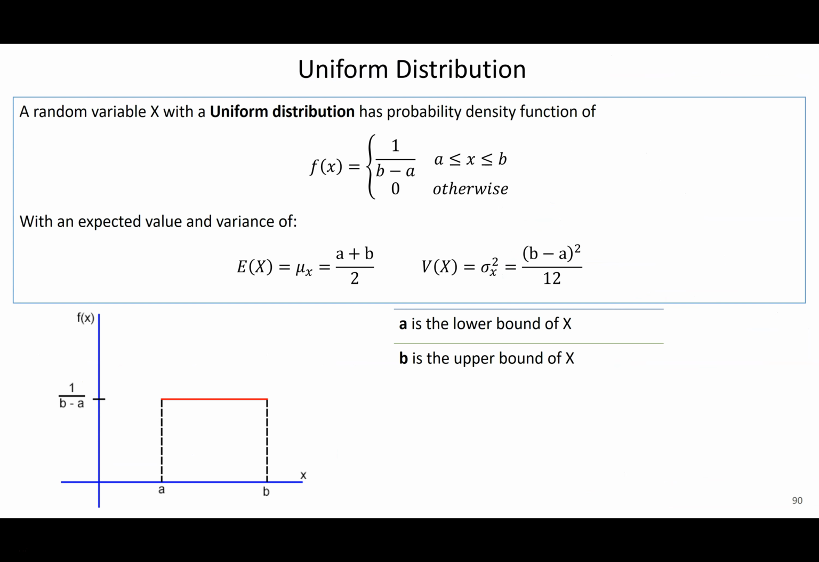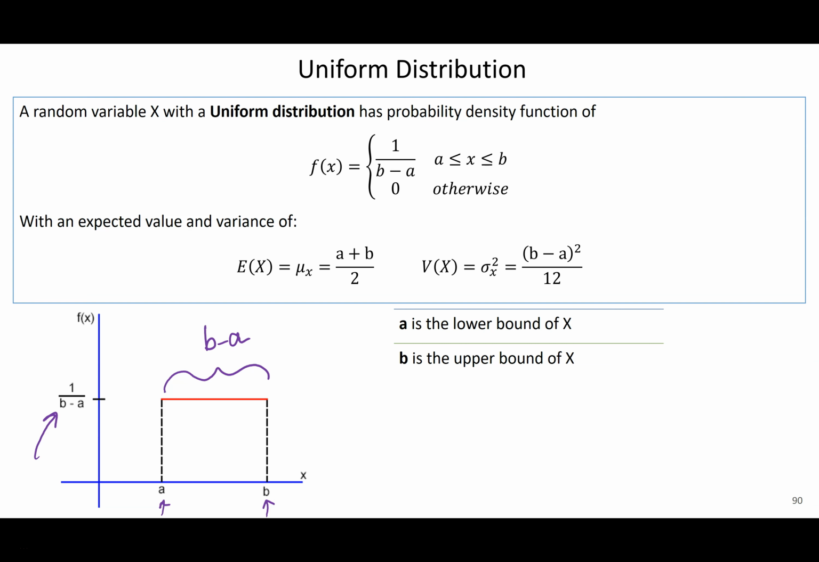So here we are getting into that height. A variable that has a uniform distribution from A to B, so A is the lower value, B is the upper value. It has that width B minus A, and that means our height has to be 1 over B minus A because the probability has to be equal to 1.